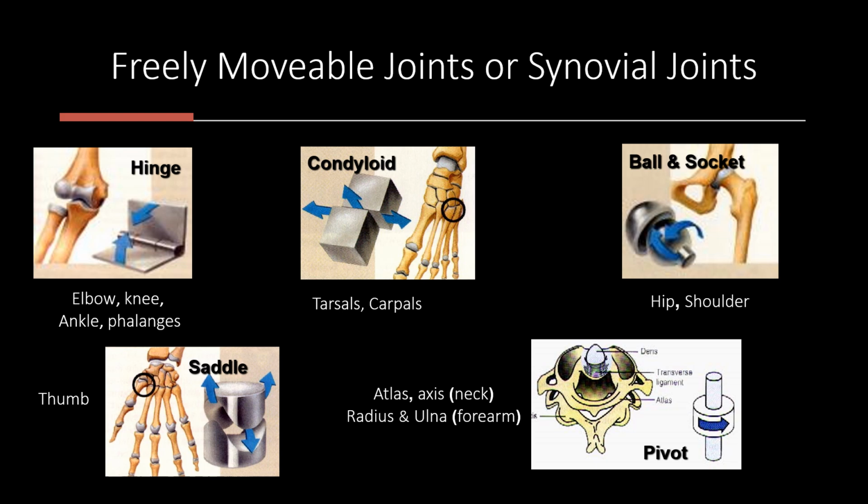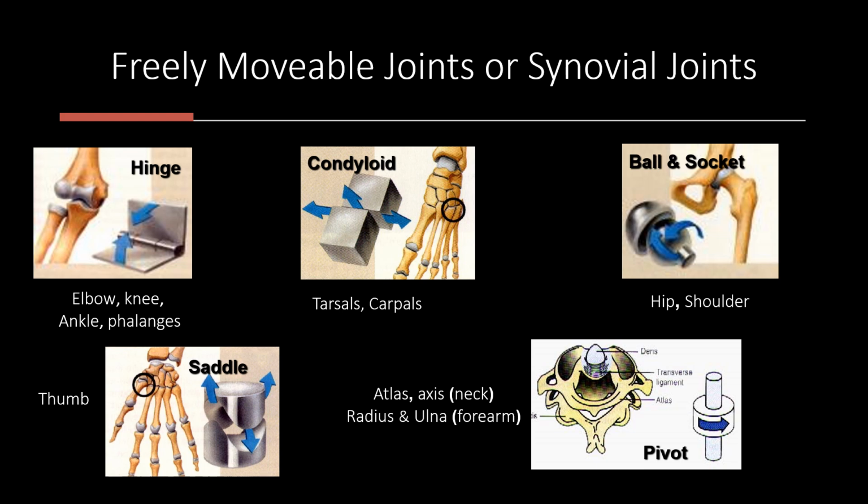We have a condyloid or gliding joint. A good example of that would be the tarsals and carpals, and these are sort of like shuffling around, getting themselves comfortable, gliding on one another, and they might move sideways or forwards or back, just shuffling around on each other. So condyloid or gliding joint of the tarsals and carpals.